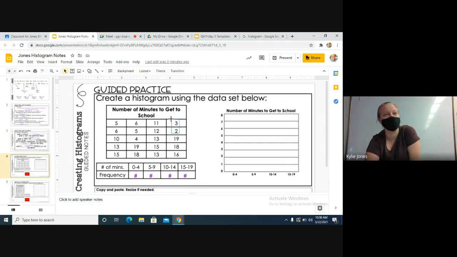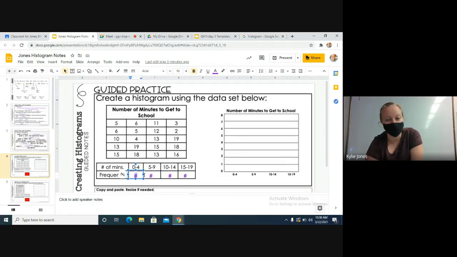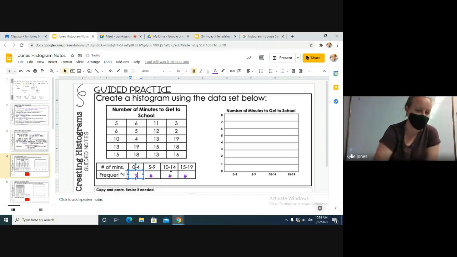What? I don't understand your question. You just count how many numbers are between 0 and 4. So anytime you see a 0, 1, 2, 3, or 4, you count it as 1. So there were 3 numbers that are between 0 and 4. So we're going to change the number down here to a 3. That's the amount of numbers that are between 0 and 4.